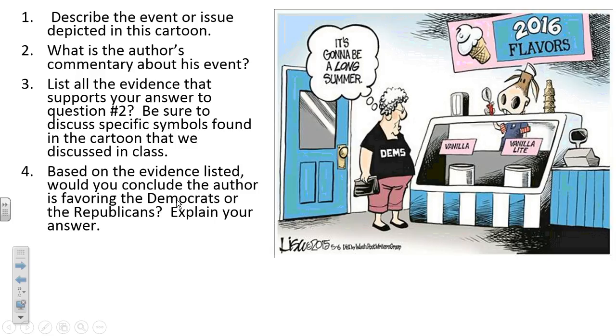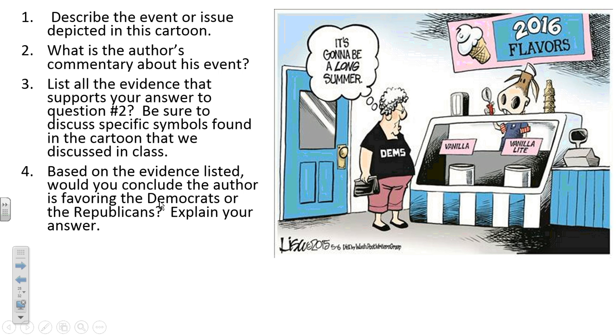So you need to list out all your evidence and explain it. And lastly, based on the evidence that you have, would you conclude that this is favoring the Democrats or the Republicans? Sometimes it doesn't. Not all the examples do.